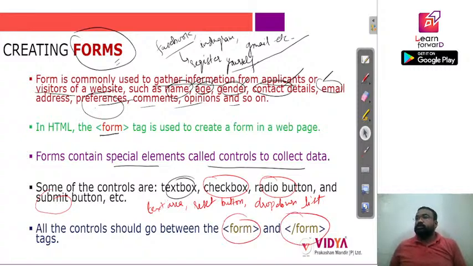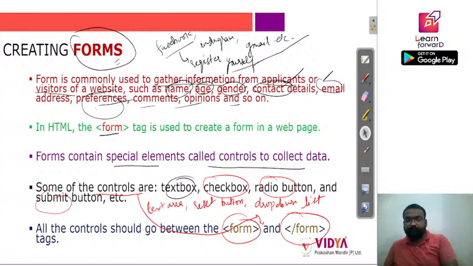tag. So it is kind of similar to when we are creating a table. The table column and table row, that is TD and TR, must be defined inside the table tag. So similarly, if we are using any of these controls, these controls must be defined inside this form tag. If it is defined outside that, then it would be of no use.